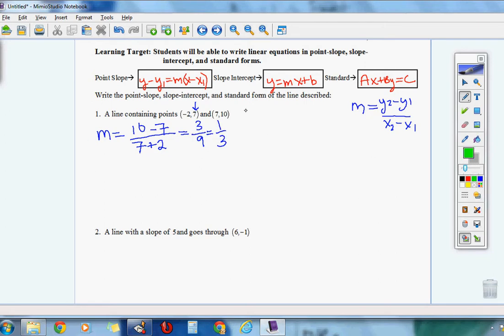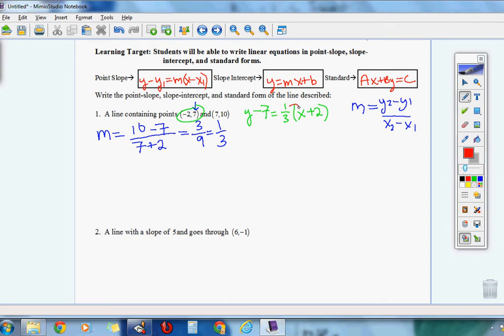But I'll start way up here with point slope form. So y minus y1. You can pick either point to do this. I'll just start with the first one. So y minus 7 is equal to slope, which is 1/3, times x minus a negative 2, or plus 2. So in green there, just so you're aware, that is point slope form.